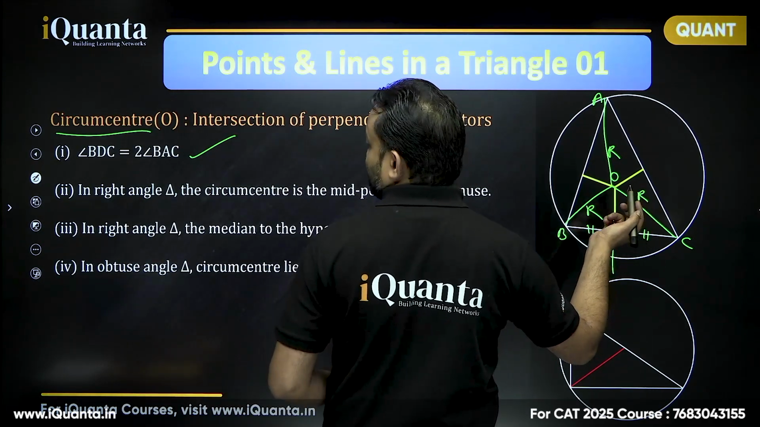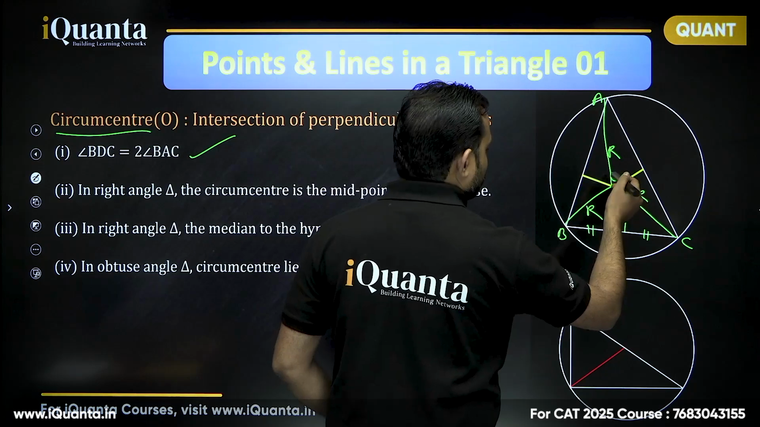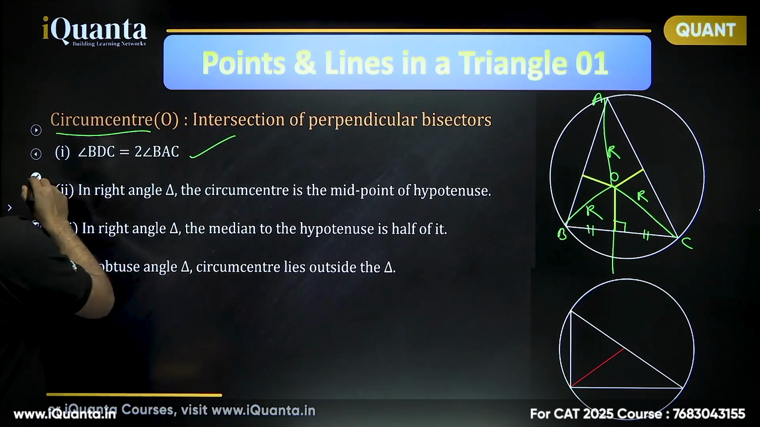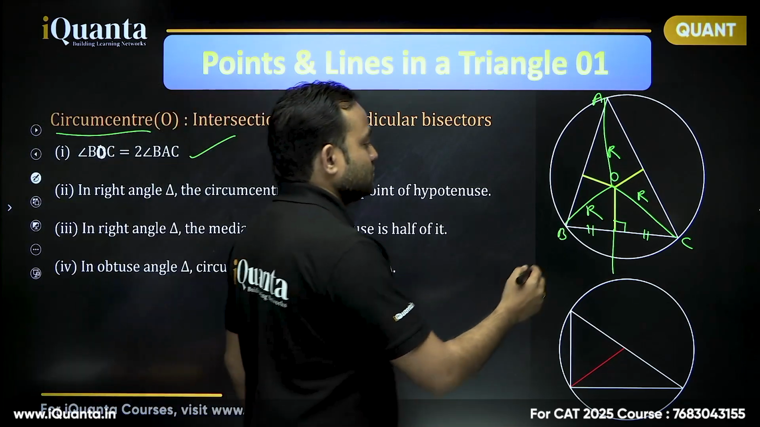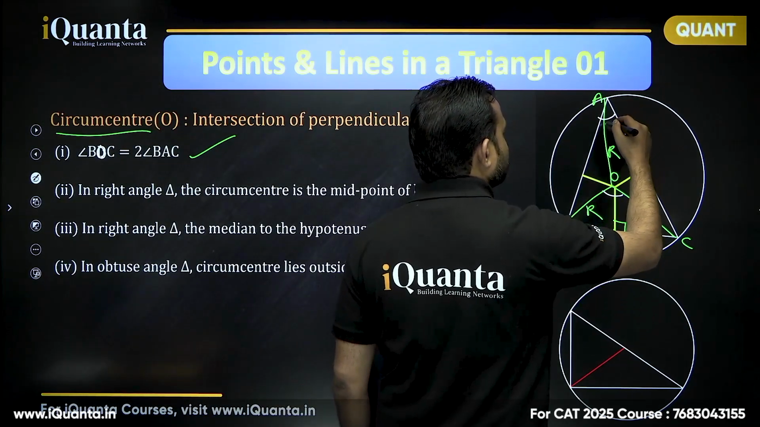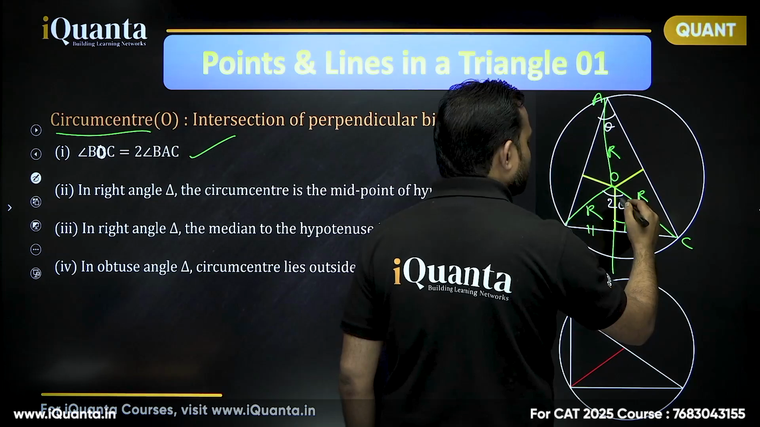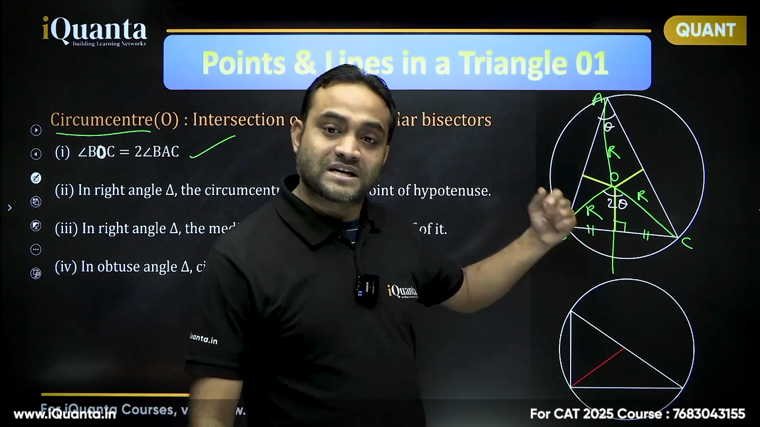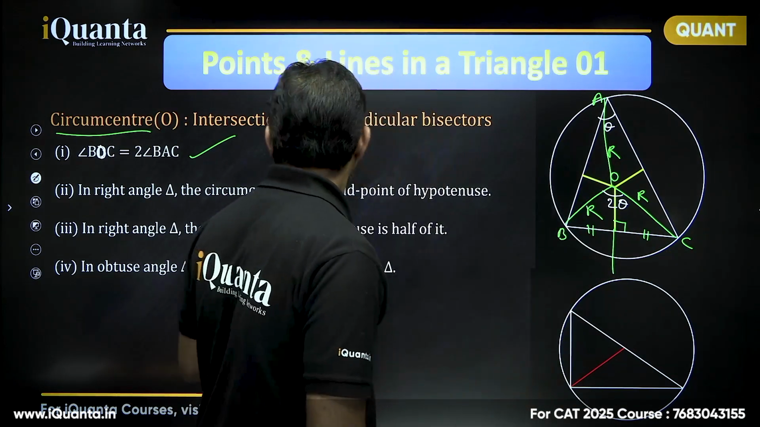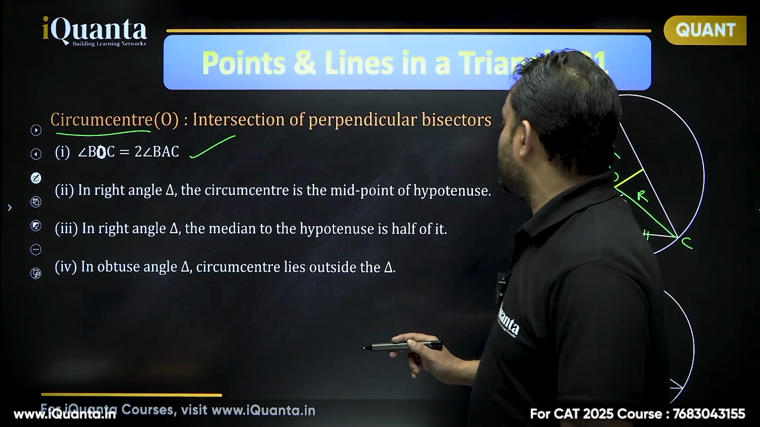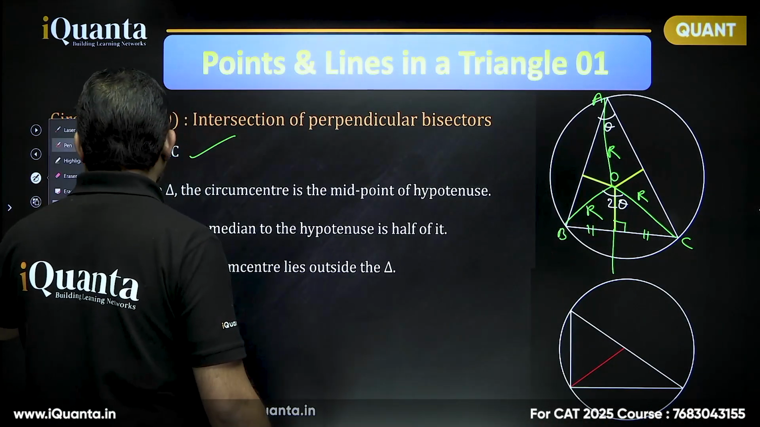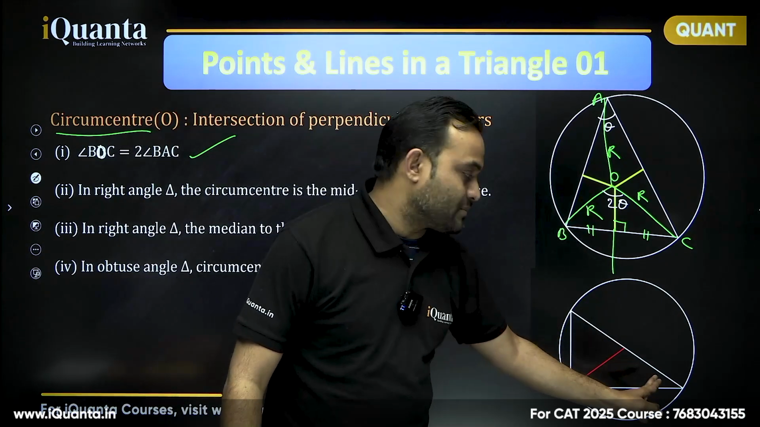BDC. It should be BOC actually, not BDC. This angle BOC is equal to twice angle A. If this is angle theta, then this will be 2 theta. ये properties हम circle में भी देखेंगे. Then comes in right angle triangle, the circumcenter is the midpoint of hypotenuse. The circumcenter is the midpoint of hypotenuse.